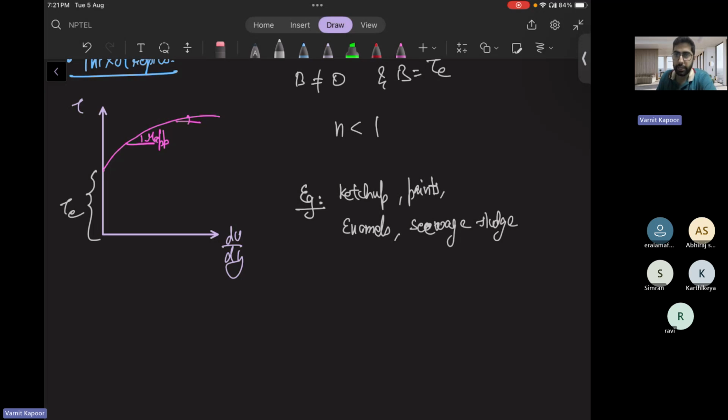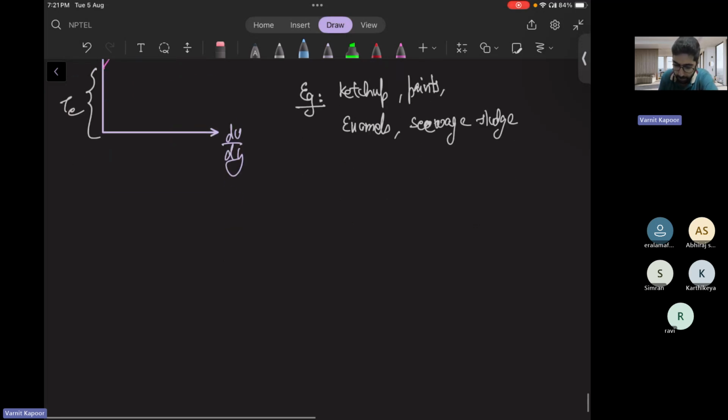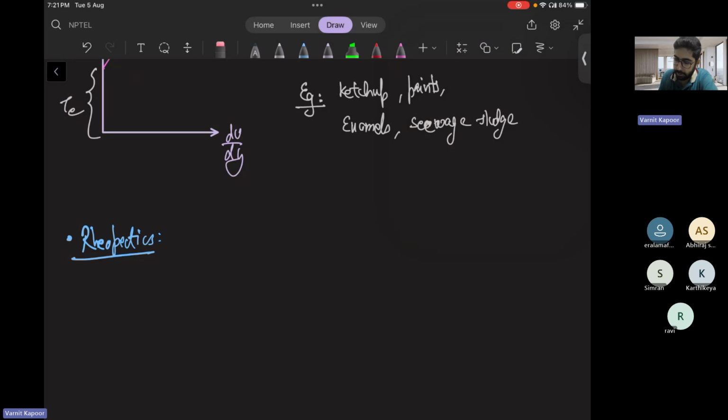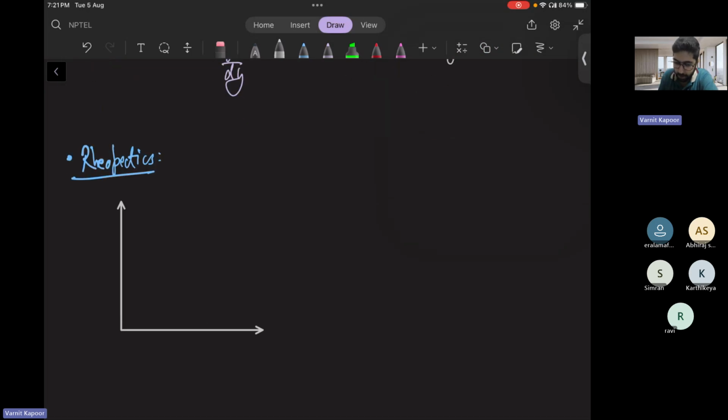Okay. Next are rheopectics. So I'll frame the graph for this. Tau versus du by dy. So again, these look like not starting from 0, mu apparent, and it goes on increasing. So here B is tau e, and here again it is similar like a dilatant, n will be greater than 1.